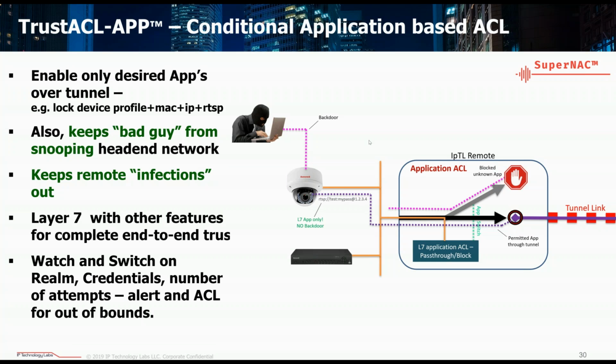One of the more interesting features is the TrustACL app, where we're only allowing certain application services to come through the tunnel. And this is really important for certain IP cameras and devices that might be polluted or have backdoors in them. We can actually block the access of that device, backdoor, or unauthorized application up the tunnel. So in this case here, you see we've got a backdoor from a bad guy going through an IP camera, but we're only allowing the video stream to come through the tunnel. Anything else, we're going to immediately block. And this gives you complete layer 7 control over what comes over the network.